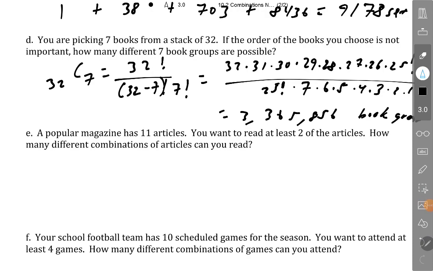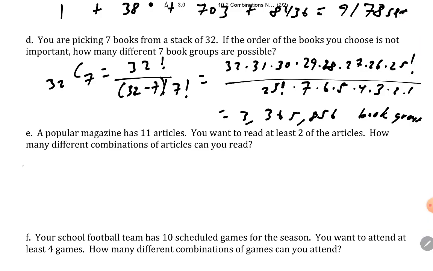So that could be 3 or 4. We could read 5. We could read 6. We could read 7. So we could say the number of combinations for 2 plus the number of combinations for 3 plus the number of combinations for 4, 5, 6, 7, 8, 9, 10, 11.